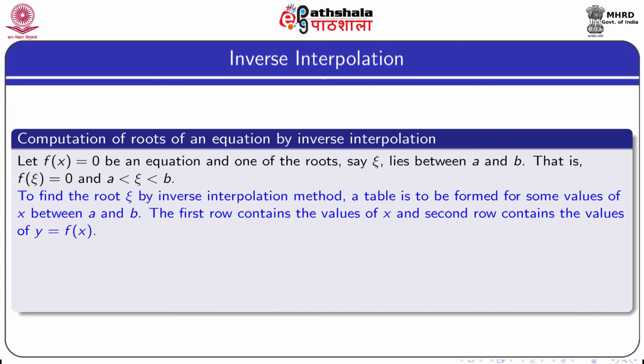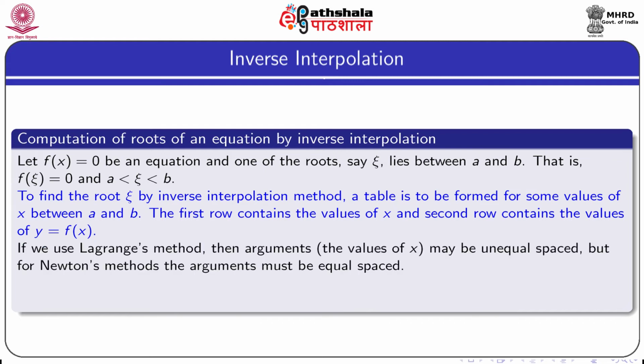To find the root by the inverse interpolation method, a table is to be constructed for some values of x between a and b. The first row of the table contains the values of x and the second row contains the values of y, which is equal to f(x). Now, if we use the Lagrange interpolation method, then the arguments, that means the values of x, may or may not be equally spaced, but for Newton's method the arguments must be equally spaced.